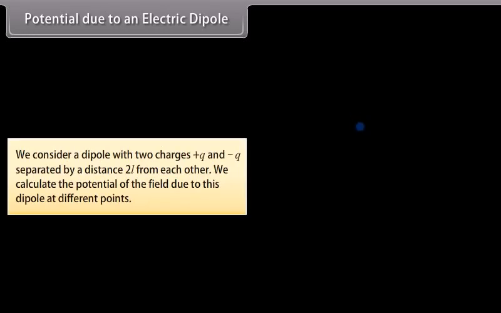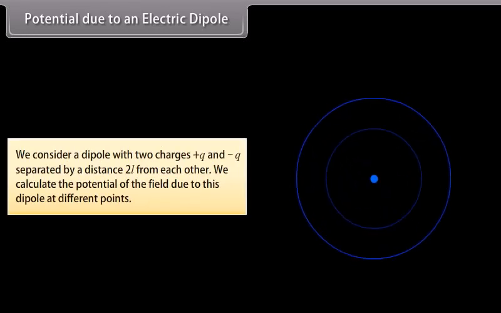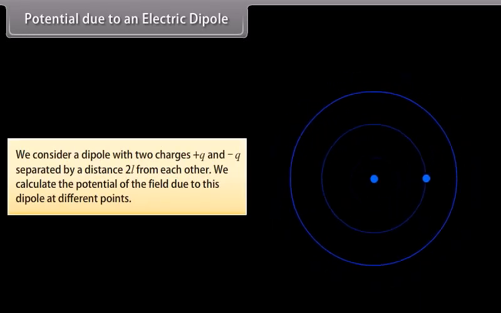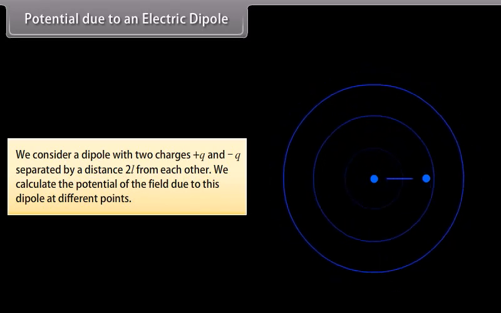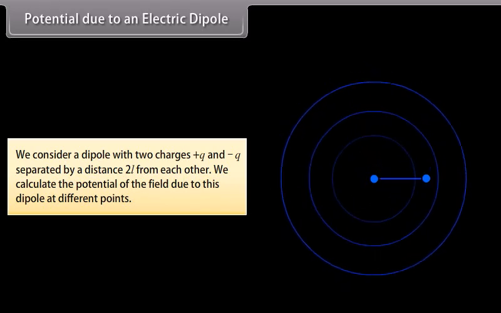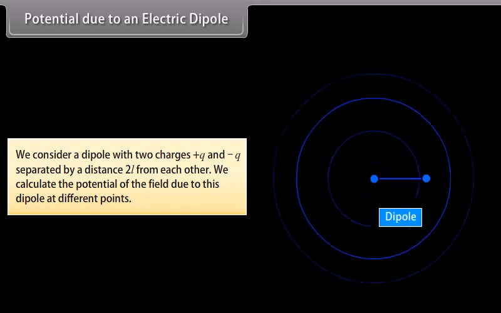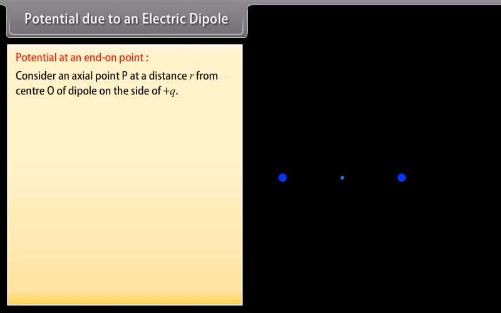Potential due to an electric dipole. We consider a dipole with 2 charges, plus q and minus q, separated by a distance 2l from each other. We calculate the potential of the field due to this dipole at different points. Potential at an end-on point. Consider an axial point P at a distance r from center O of the dipole on the side of plus q.